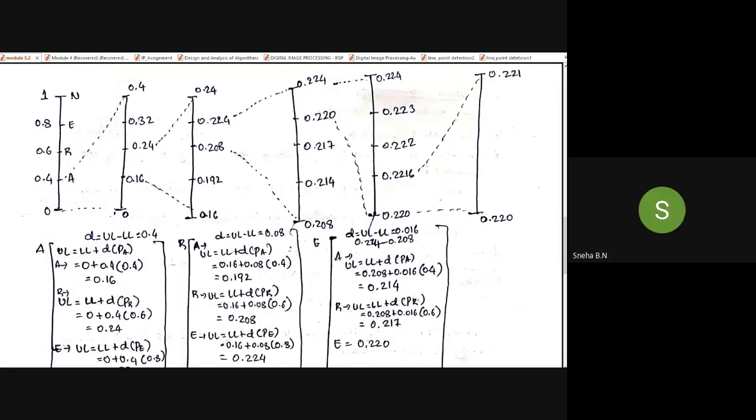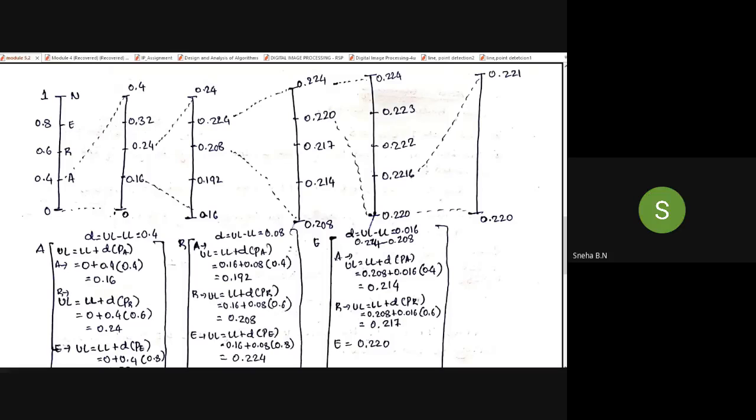Substitute the upper limit value. What is the upper limit here? 0.4. 0.4 minus the lower limit value, how much? 0. So that is equal to 0.4. Okay, so I know D, that it is 0.4.